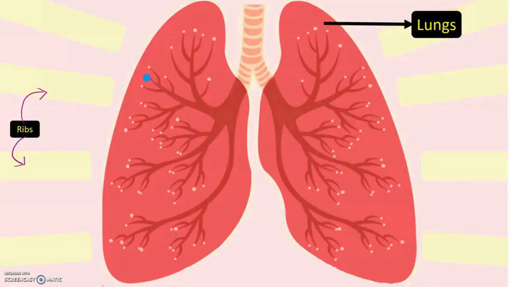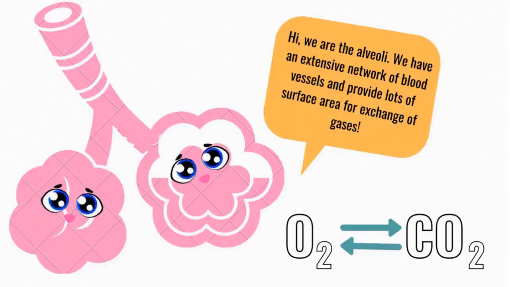After passing through the air passage, the gas molecules travel through smaller and smaller tubes known as the bronchi. Finally, the air reaches balloon-like structures known as the alveoli. Hi, we are the alveoli. We have an extensive network of blood vessels and provide lots of surface area for exchange of gases.